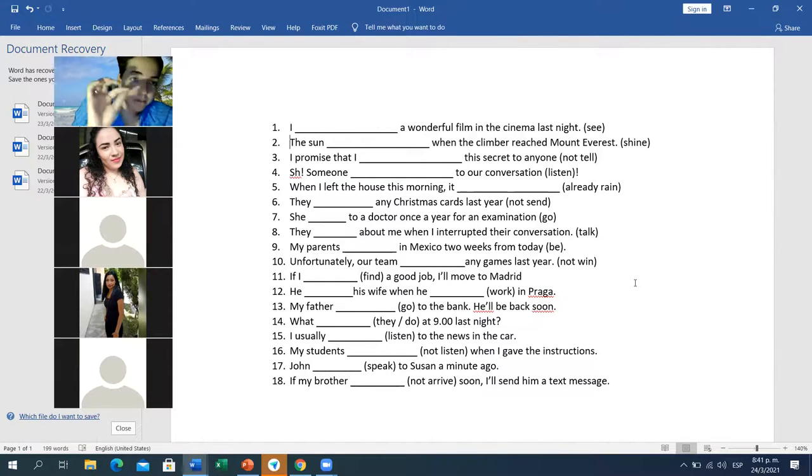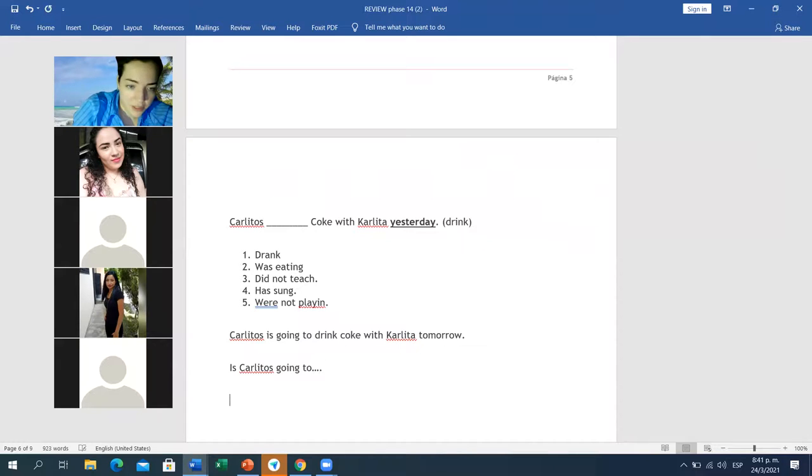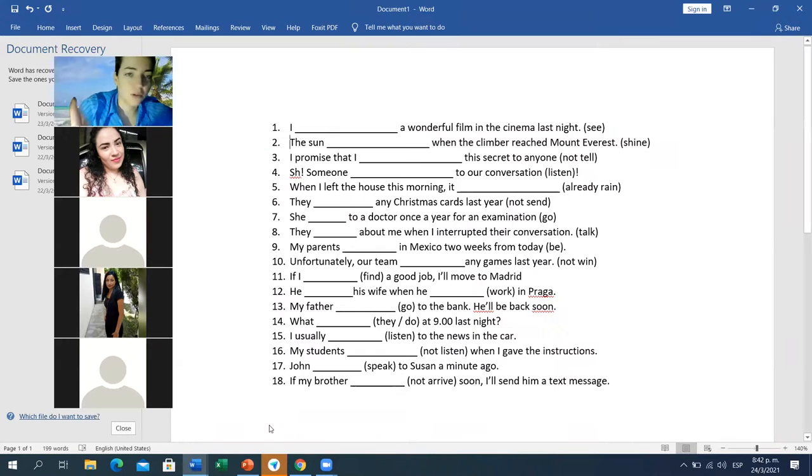Oh, paréntesis. Remember that also, además del simple future, podemos utilizar cuando es un hecho el will, ¿verdad? I will go. I'm going to go. I will go. ¿Se acuerda? No, con ustedes no lo vi. Que el will es más como certero, ¿verdad? But it's always in the future. El will. Solo como recordatorio.